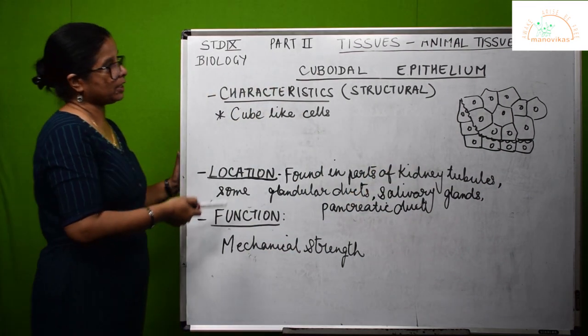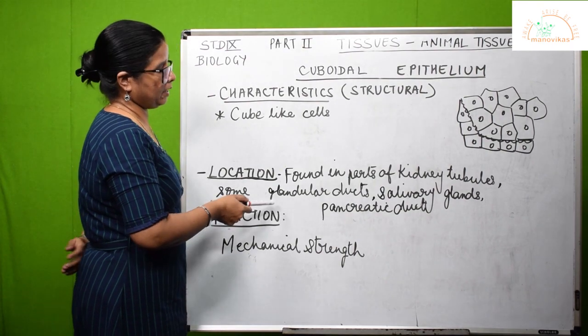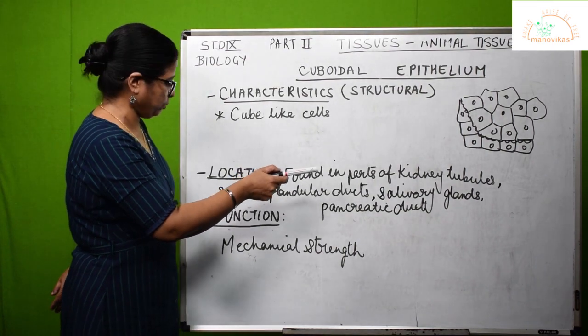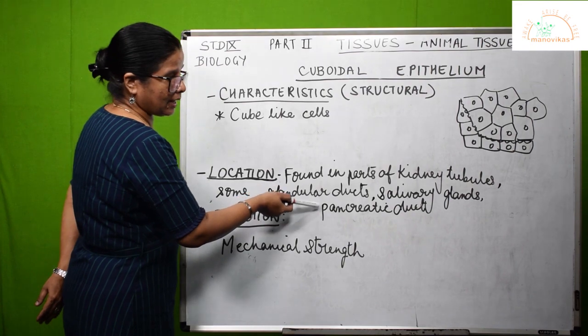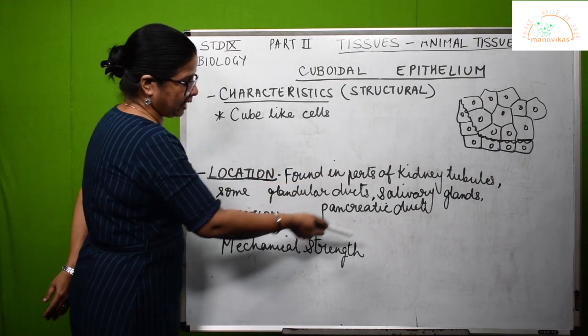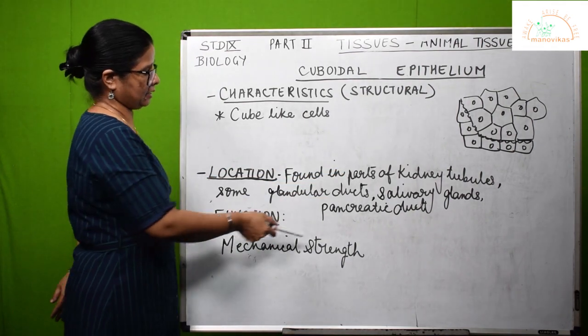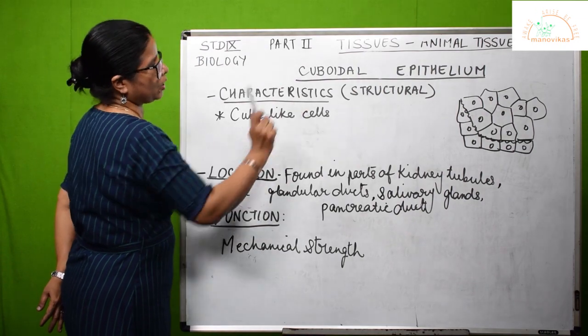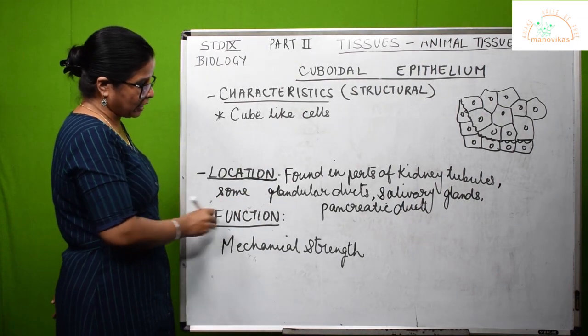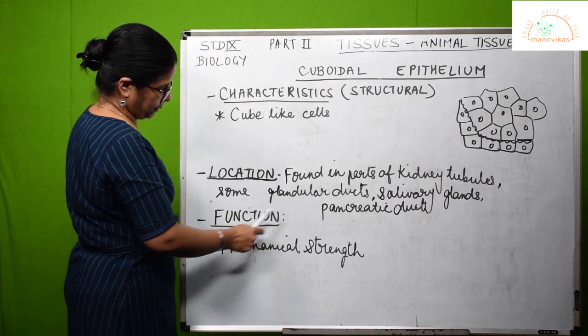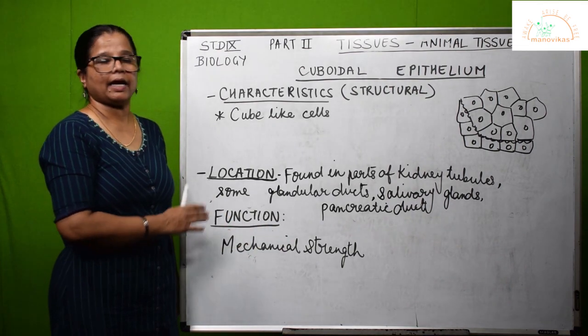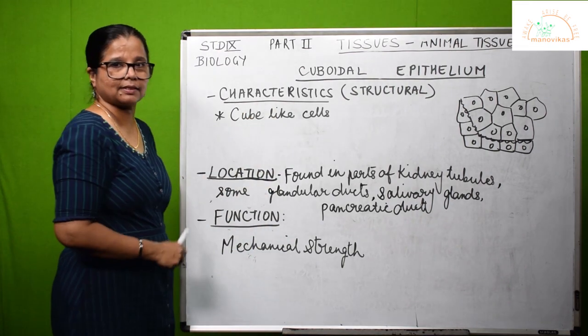Now look at the location of the cuboidal epithelium. Where is it found? In parts of the kidney tubules, in some glandular ducts, inside the salivary glands and in the pancreatic duct. Remember these parts where the cuboidal epithelium is located. What is the function? The main function of the cuboidal epithelium is to provide mechanical strength to these parts.